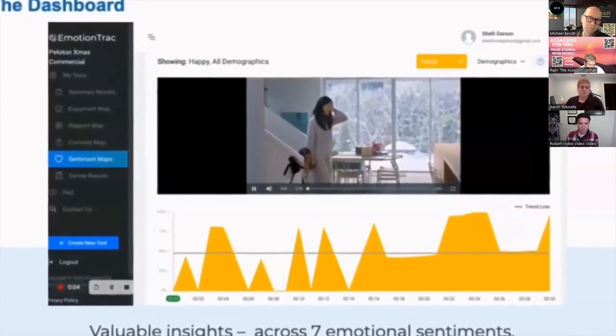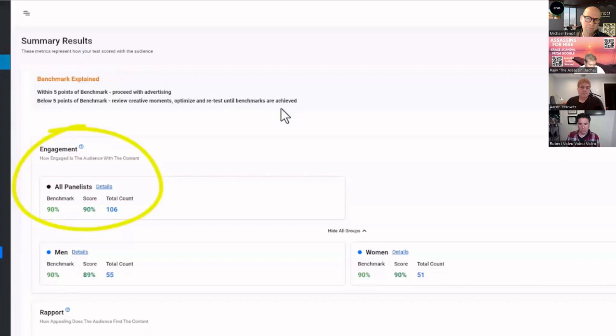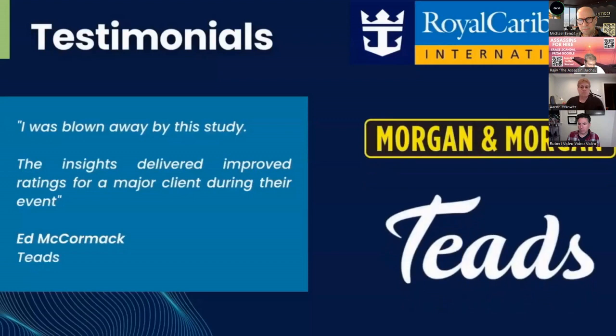and target your placement. Through this quick and inexpensive testing process, you'll have scientifically proven objective analysis and know for certain your creative will perform optimally with your target demographics. EmotionTrac is now being used by major brands such as Royal Caribbean, Morgan & Morgan, and Teads.